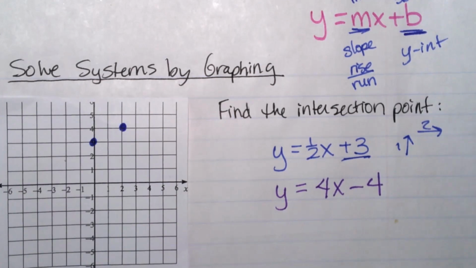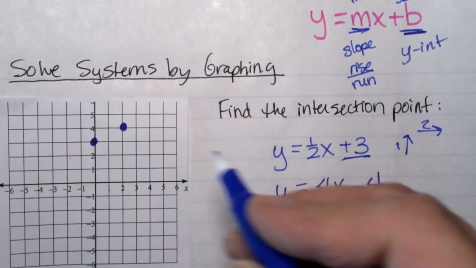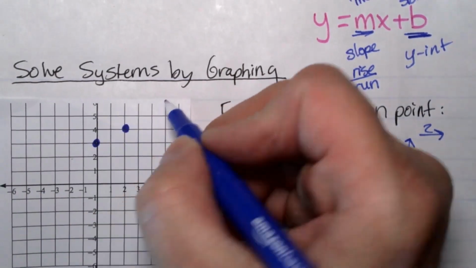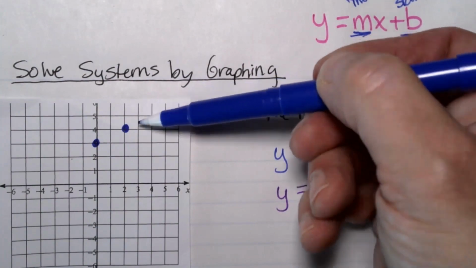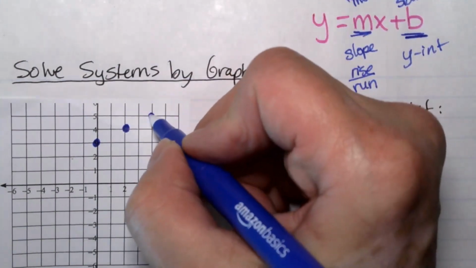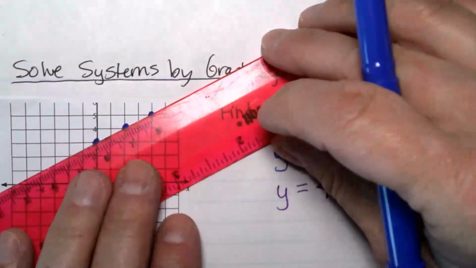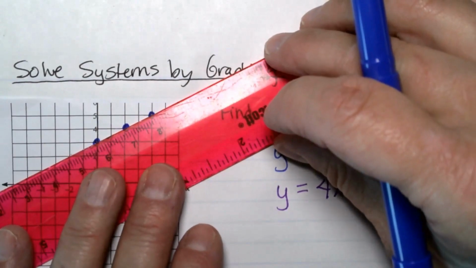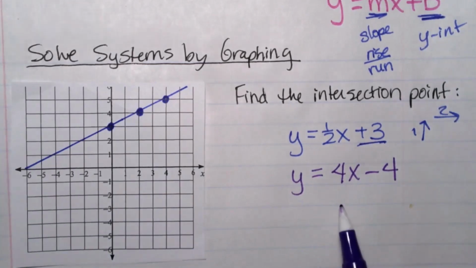So once you have 2 points, you could do another one. You could go up 1 over 2 again if you wanted to. Up 1 over 2, it's right there. You can use that slope to find as many points as you want. Then we draw a line, and you all have rulers in the supply box. Everybody should have their own ruler. Draw that line.